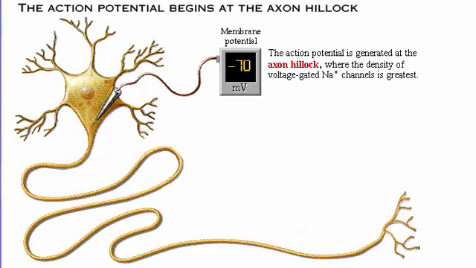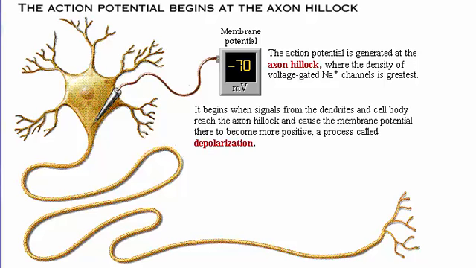The action potential is generated at the axon hillock, where the density of voltage-gated sodium channels is greatest. The action potential begins when signals from the dendrites and cell body reach the axon hillock and cause the membrane potential there to become more positive, a process called depolarization.